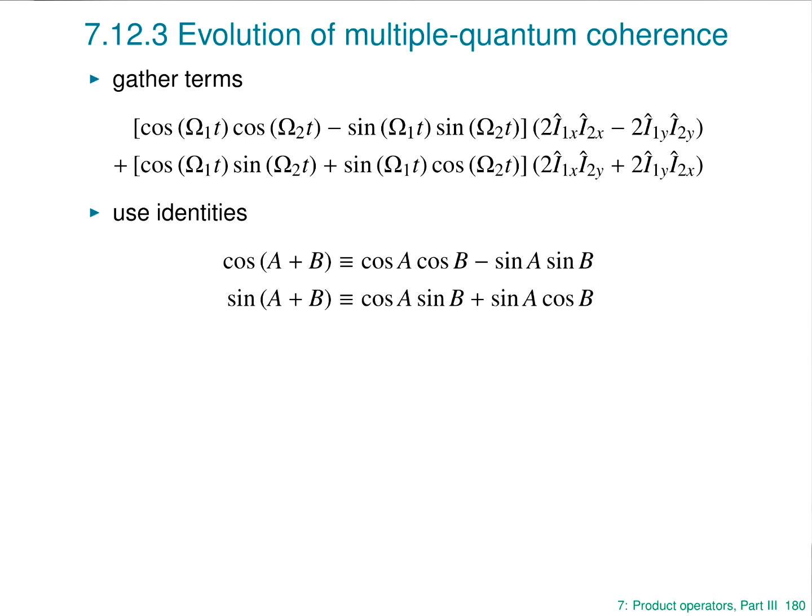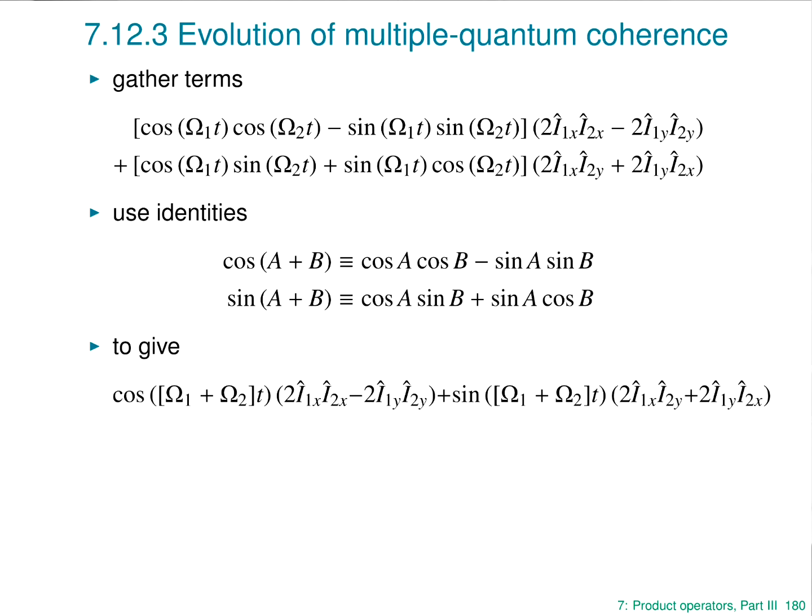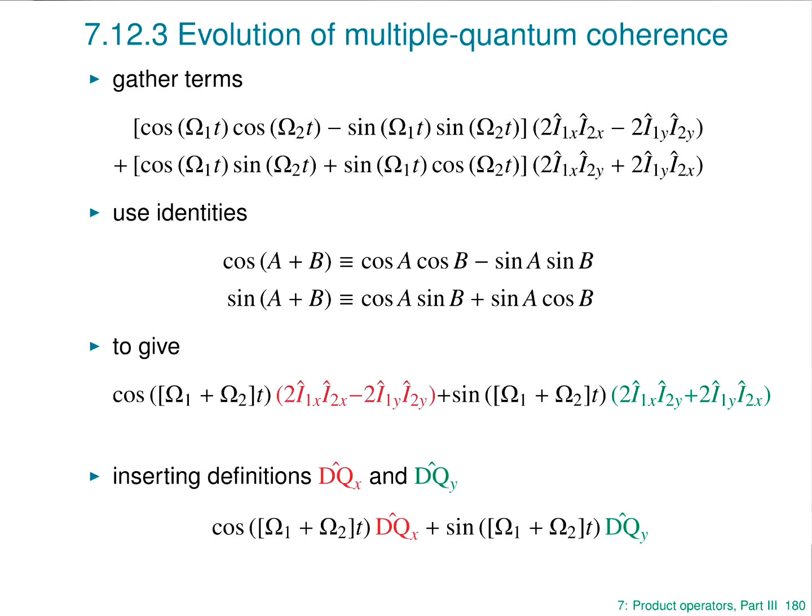But then you remember those very useful trigonometric identities about cosines and sines and how they're related. And if you apply that to those, this starts to simplify. You get one term which is a cosine term and one term which is a sine term. And of course, that term in red is the thing I described as DQx, and the term in y is the term that I described as DQy. So in fact, the evolution of this double quantum begins to look vaguely familiar because DQx evolves under the offset to DQy, just in the same way that Ix evolves to Iy, except it evolves at the double quantum frequency, omega 1 plus omega 2, which is the sum of the two offsets.